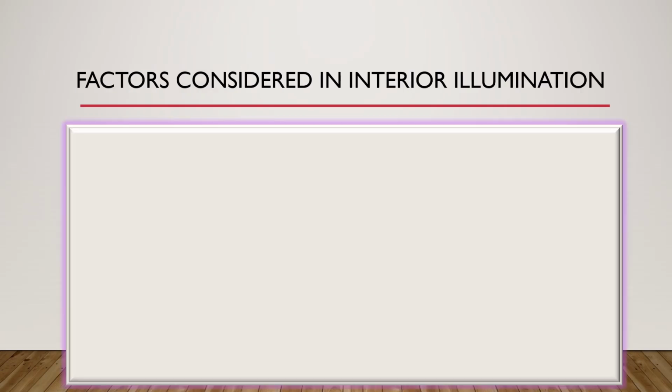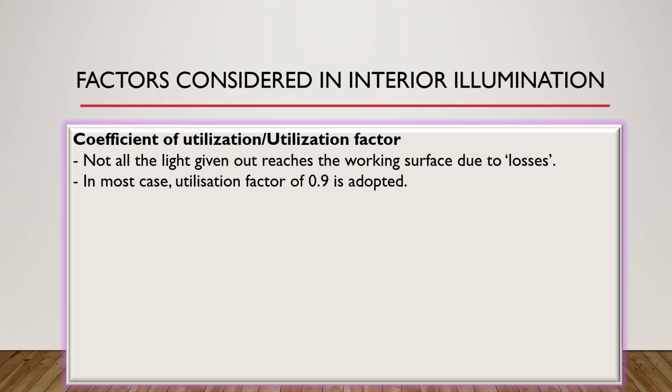So let's move on with this. Some factors considered in interior illumination are, number one, the coefficient of utilization, or simply utilization factor. Not all the light energy given out reaches the surface, due to losses. The losses here are, for instance, due to the ceiling: some of the light will be lost on the fittings and on the wall. So not all the quantity of light given out reaches the surface at the end of the day. So there is a factor given to take that into account, and it is usually 0.9.